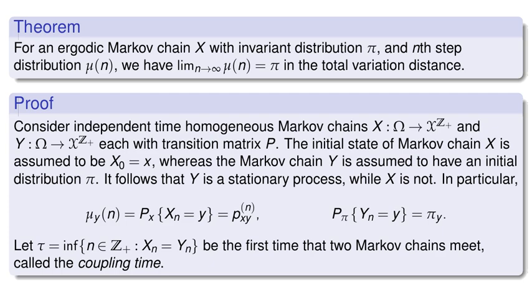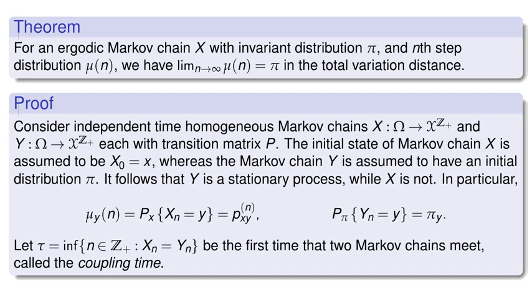Let's outline the proof. Consider two independent time homogeneous Markov chains X and Y, both mapping from Ω to 𝒳^{ℤ+}, and both governed by the same transition matrix P. We'll assume that the initial state of Markov chain X is X₀ = x, while Markov chain Y starts with the invariant distribution π. Consequently, Y is a stationary process, whereas X, starting from a fixed state, generally is not.